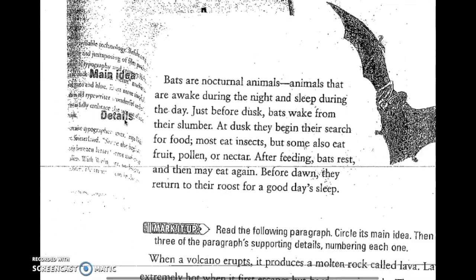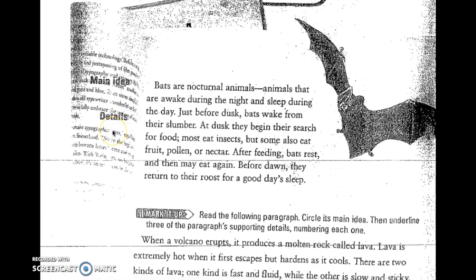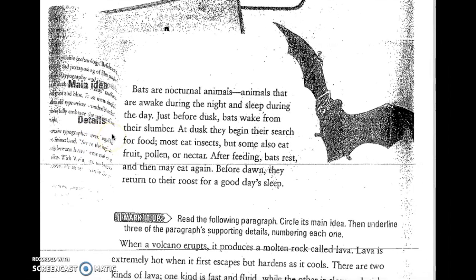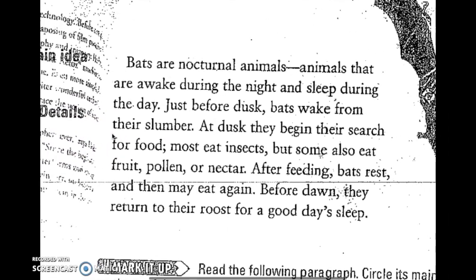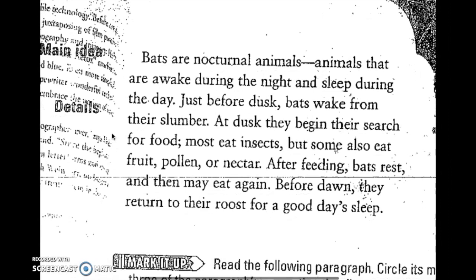So here is a sample, and we'll take a look at the one that you'll have to comment on in just a moment. Bats are nocturnal animals, animals that are awake during the night and sleep during the day. That's your main idea. The details come out in the subsequent sentences.